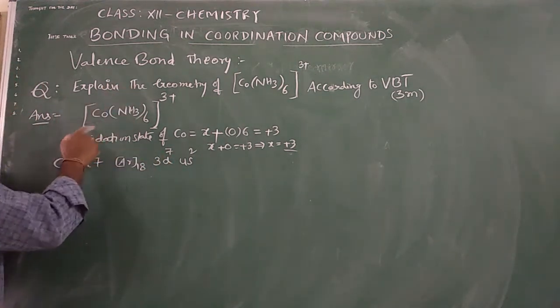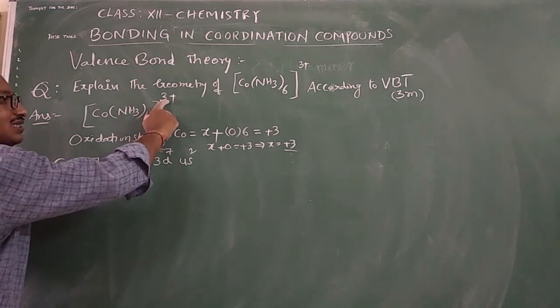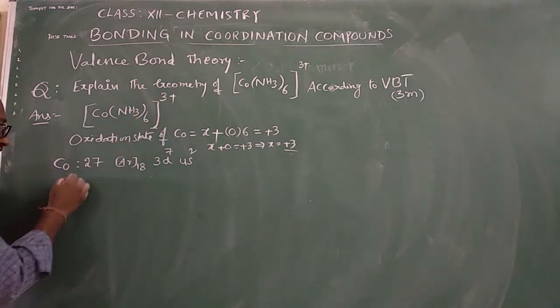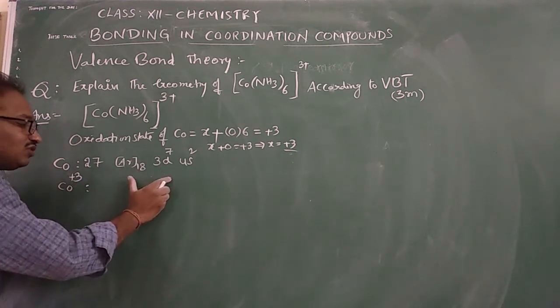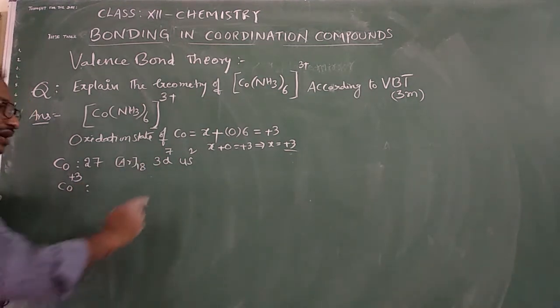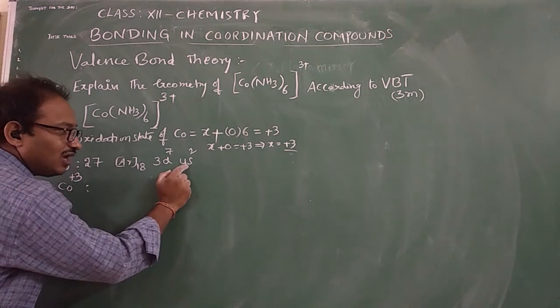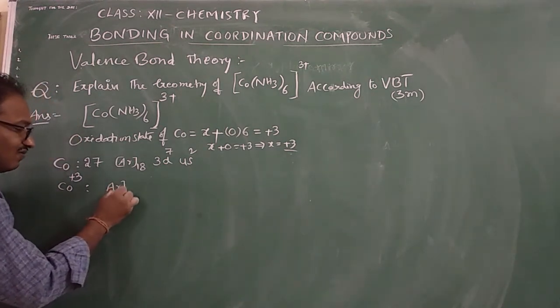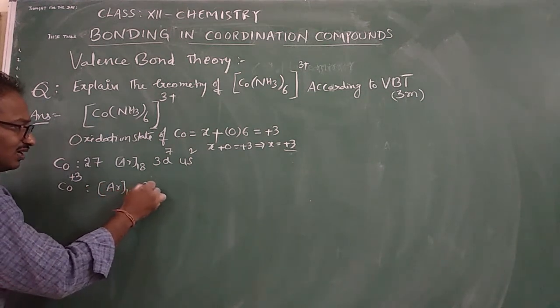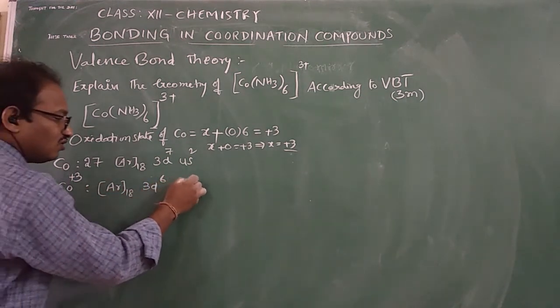Now in this coordination compound, the cobalt oxidation state is +3. So you have to remove 3 electrons. How can you remove 3 electrons? 2 electrons you remove from 4s and 1 electron you remove from 3d. So the electronic configuration is argon 18, 3d6 4s0.